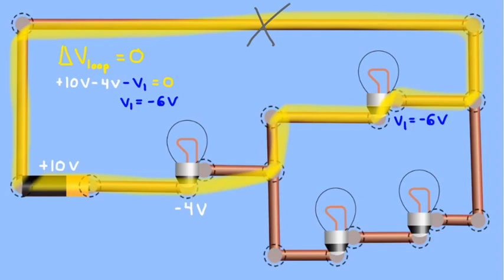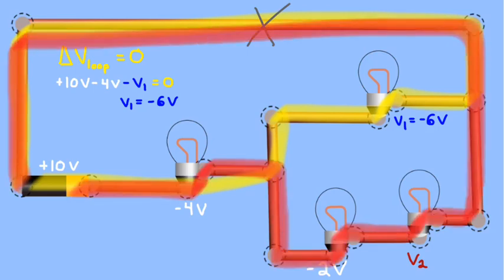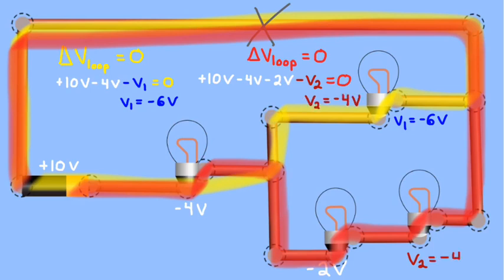If we do the same thing with the other loop to find that missing voltage, highlight the other loop in red, write an equation, something like 10 volts minus 4 volts minus 2 volts minus V2 equals 0, just follow the loop around, then we can solve for that missing voltage and we get something like negative 4 volts. So it's a real simple rule. We can draw a loop around a circuit, any closed loop, the voltage change must be equal to 0.